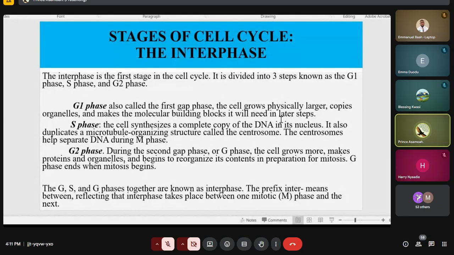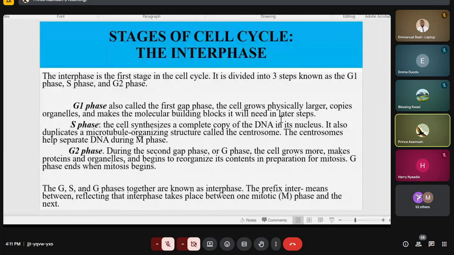After the synthesis phase or the S phase, you come to the gap 2 phase. During the second gap phase, or G2 phase, the cell grows more, makes proteins and organelles, and begins to reorganize its content in preparation for mitosis. So G2 phase ends when mitosis begins.